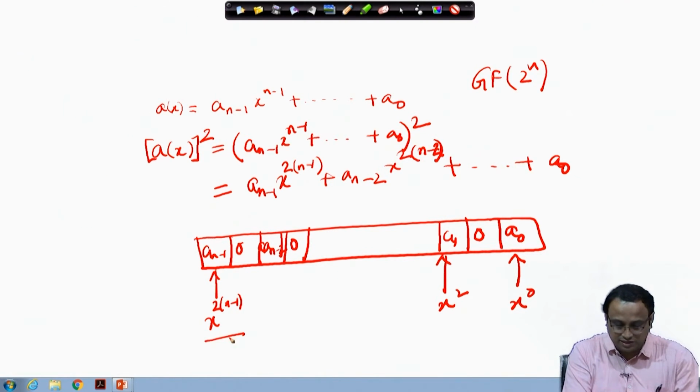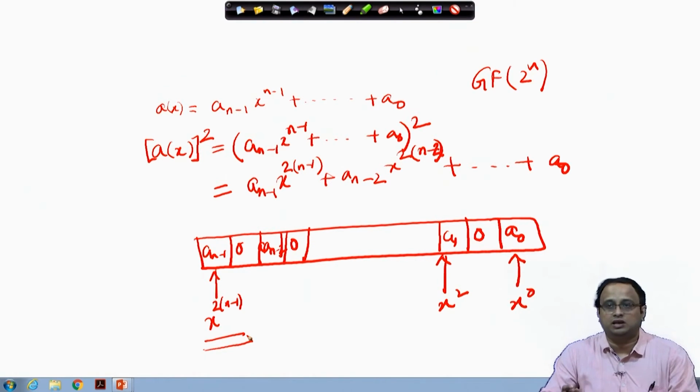Of course, as you can see, x^{2n-2} is of degree more than n, so this polynomial is not an element in the field. You need to do a reduction operation and bring the result back to the field.